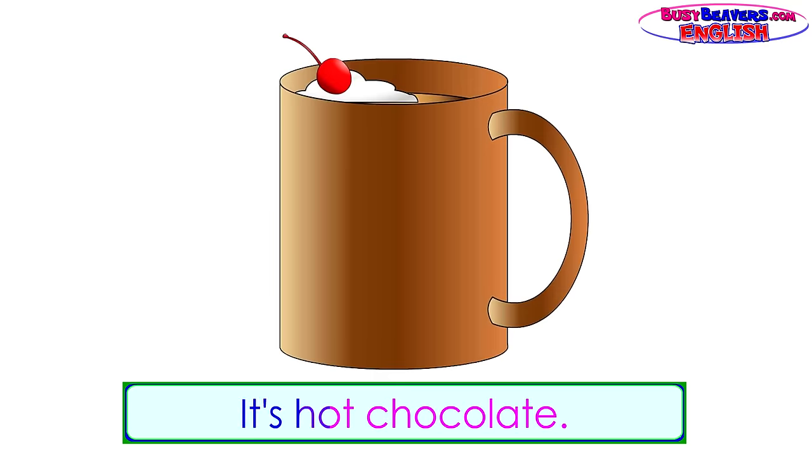Sweets. What's this? It's cake. Do you like cake? Yes, I like cake. What's this? It's candy. Do you like candy? No, I don't like candy. What's this? It's chocolate. Do you like chocolate? Yes, I like chocolate.